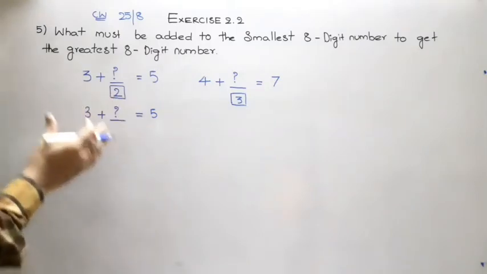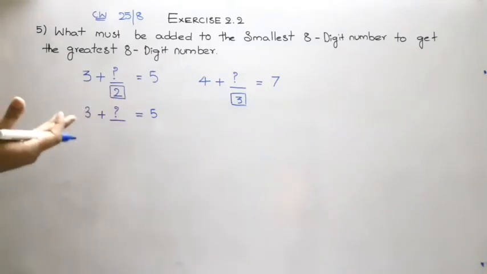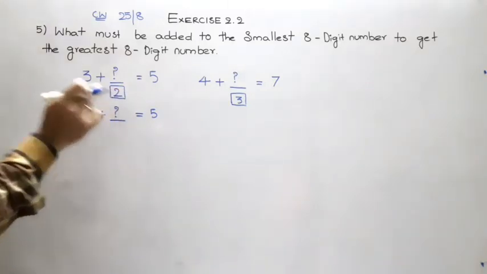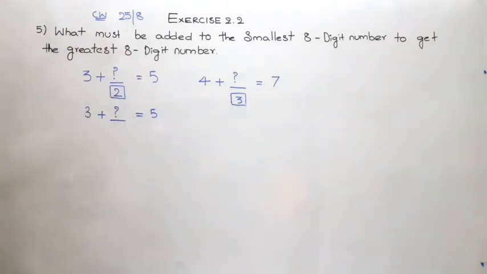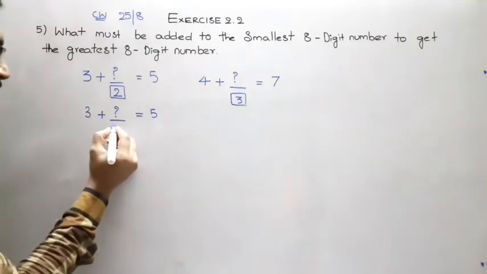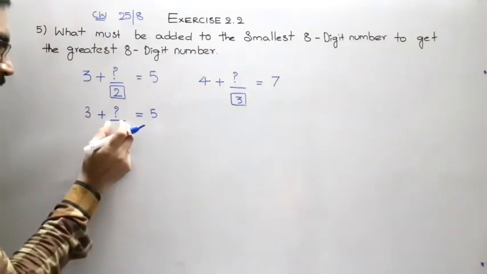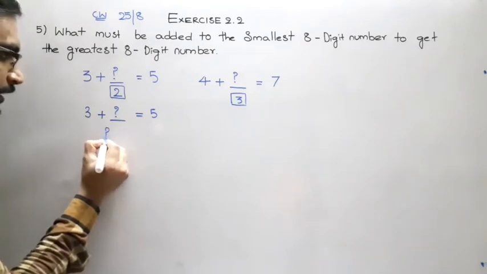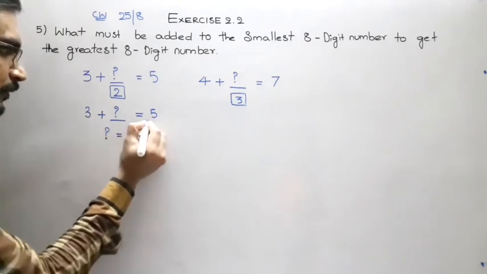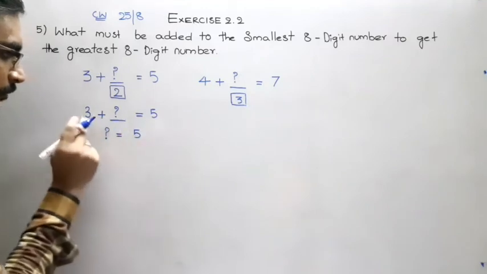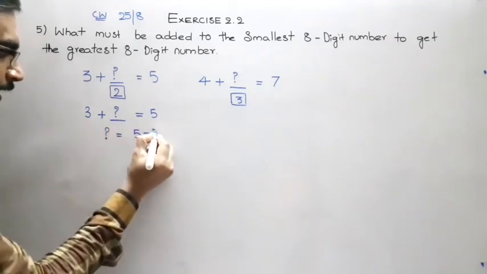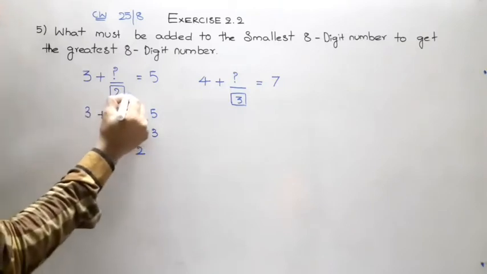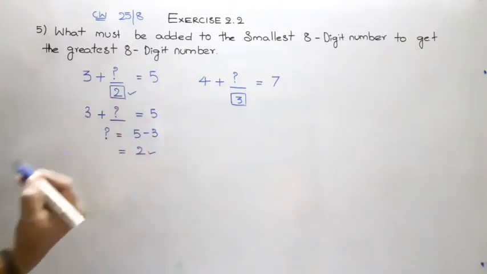But as the numbers increase in value, it would be quite difficult to guess the number. In that case, we want some value in this question mark. So, can I say that the value in this question mark will be equal to the answer minus this number? 5 minus 3 is equal to 2. See, 2 here, 2 here.